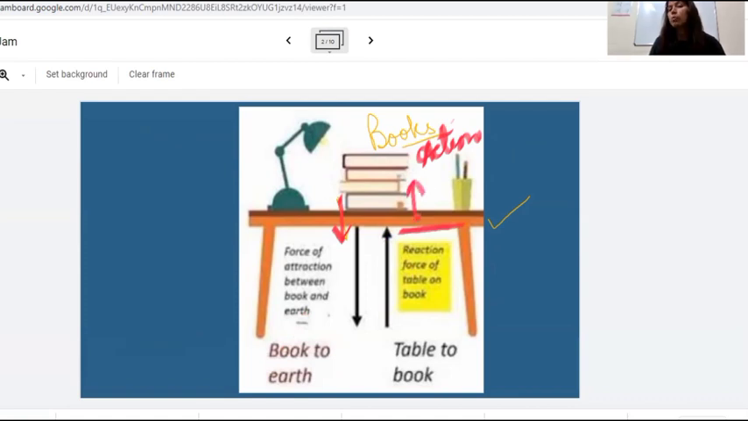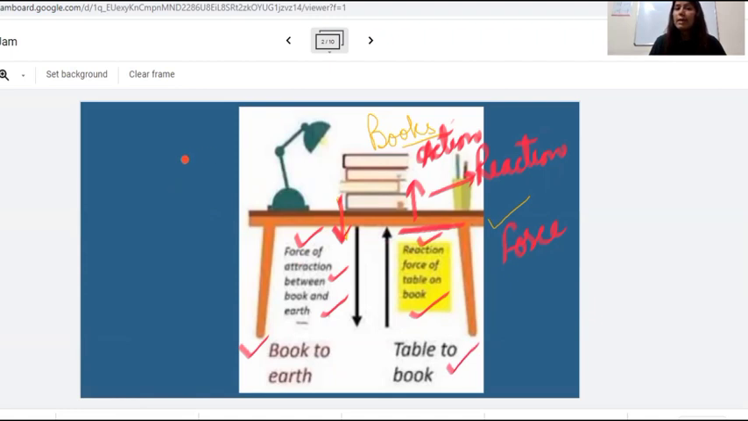so that these books are kept on the table properly. So the table will provide the reaction force, so that the books are in a stable position. We can say that the force of attraction between the book and the earth is there, and here the table is applying the reaction force on the books. So here we can say book to earth, and here table to book.